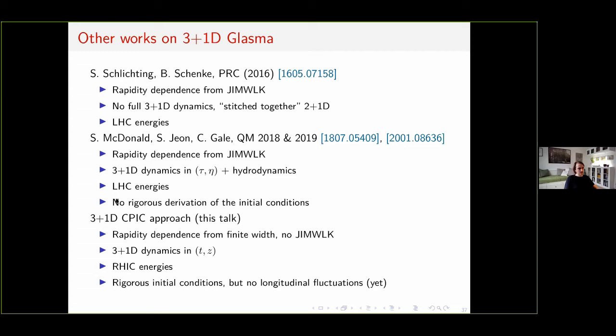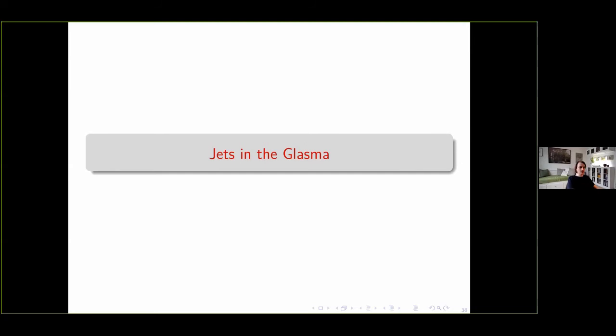And just to compare, what we did: our rapidity dependence does not come directly from JIMWLK equations. It comes from the finite width of the nuclei. We have full 3D dynamics in the t-z frame. Currently, we're only up to RHIC energies, but we have rigorous initial conditions, even though we just have no longitudinal fluctuations yet.